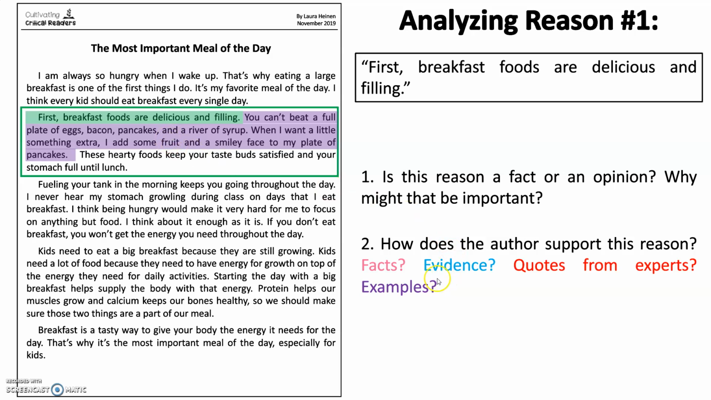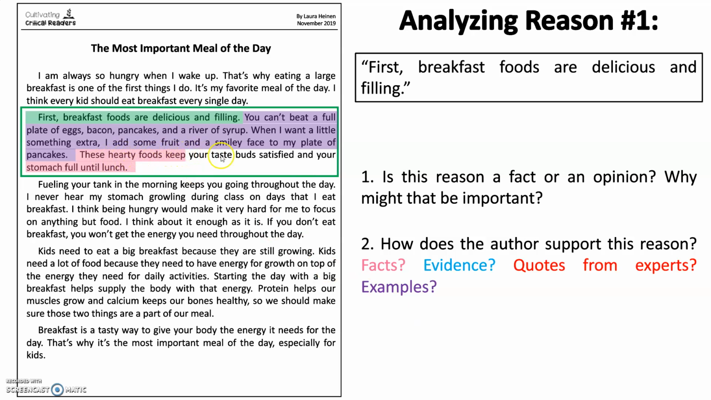So that's not facts and it's not evidence and it's not even a quote. So because it's an example, that would make us lean more towards the idea that first, breakfast foods are delicious and filling is more of what? That would be more of an opinion, correct?